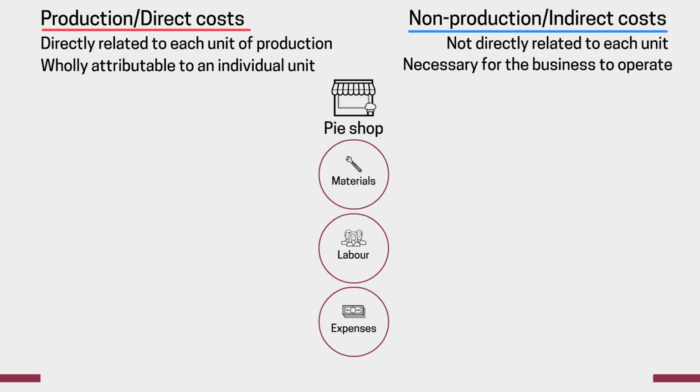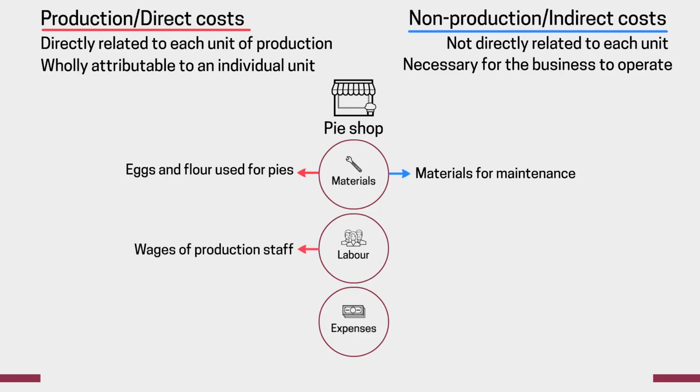So direct materials for a pie shop would be things like the egg and flour used in the pies, which we discussed in the elements section. But an indirect material could be the spare parts used for maintaining the oven, maintaining the mixer, and all the things that are used for directly producing the pies.